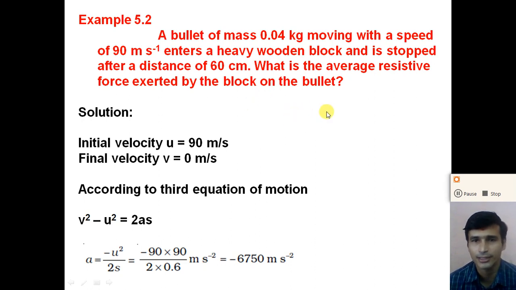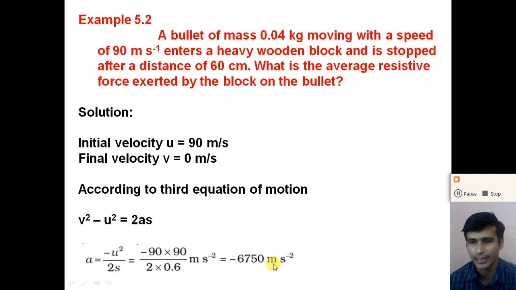Now how can we find the resistive force exerted by the block on the bullet? The resistive force F is equal to ma, so we need to calculate the acceleration a. According to the third equation of motion, v square minus u square is equal to 2as, right? So the acceleration, or we can say the retardation a, is equal to minus u square by 2s. So here the initial velocity is 90: minus 90 into 90 divided by 2 into s, where s is 0.6. So it is equal to minus 6750, right?